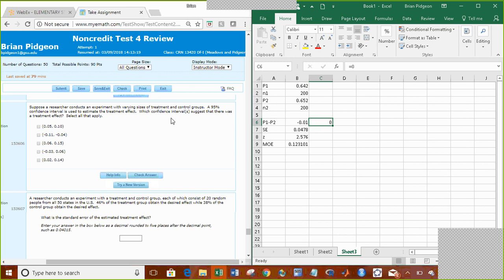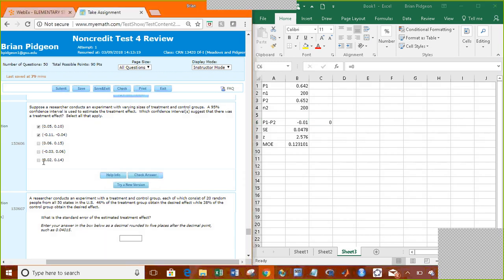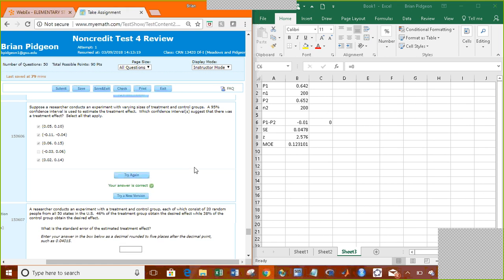So what we're looking for is, if there is an effect, we would expect that the interval would be entirely negative or entirely positive, meaning 0 is not in the interval at all. So this one's entirely positive. This one's entirely negative. This one's entirely positive. That is both, and that's entirely positive. So a treatment effect just means that 0 is not inside the interval.